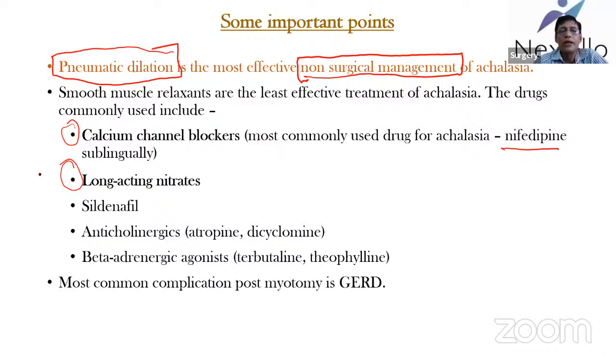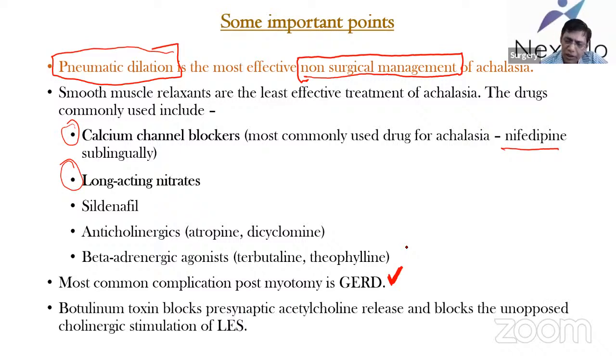The most common complication post-Heller's myotomy: what we did was that we destroyed the LES and ultimately the reflux starts. The most common complication of Heller's myotomy is gastroesophageal reflux. And then botulinum toxin, what is the effect of the toxin? Botulinum toxin blocks the presynaptic release of acetylcholine, okay? Effectively this is doing the same thing as the anticholinergics. Acetylcholine was blocked there. Here, the acetylcholine release is blocked, okay? So this is the action of botulinum toxin.